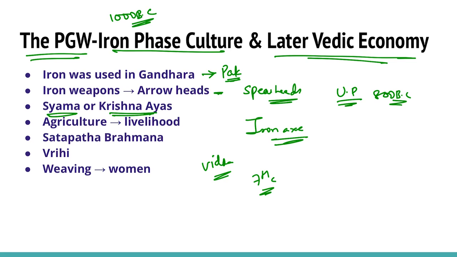Agriculture was the chief means of livelihood of the later Vedic people. Later Vedic texts speak of 6, 8, 12 and even 24 oxen yoked to the plough. Ploughing was done with the help of a wooden ploughshare. The Satapatha Brahmana speaks at length about the ploughing rituals.